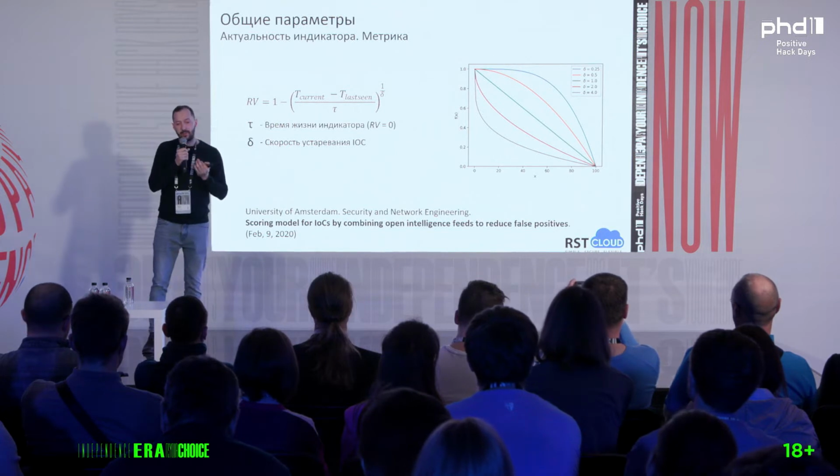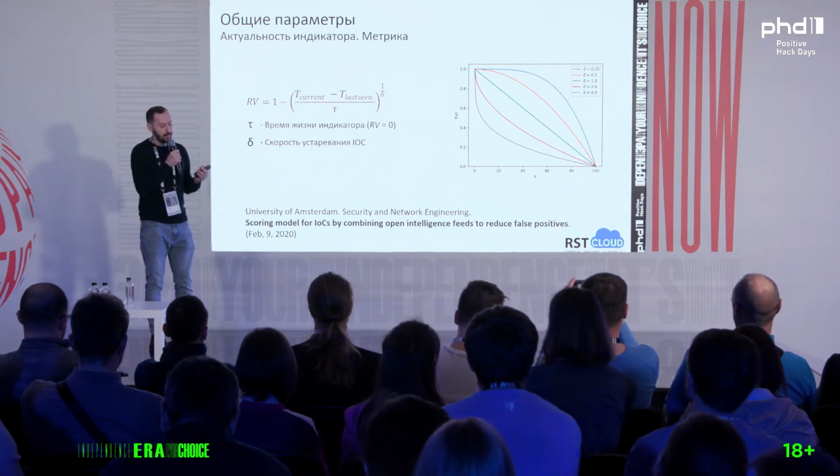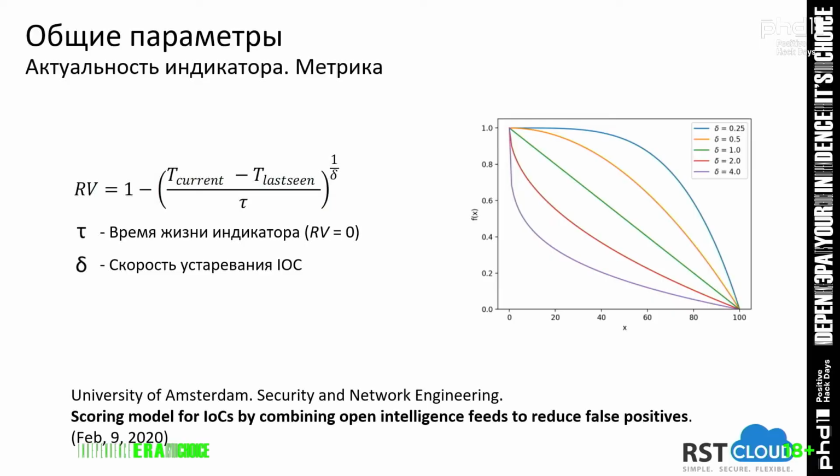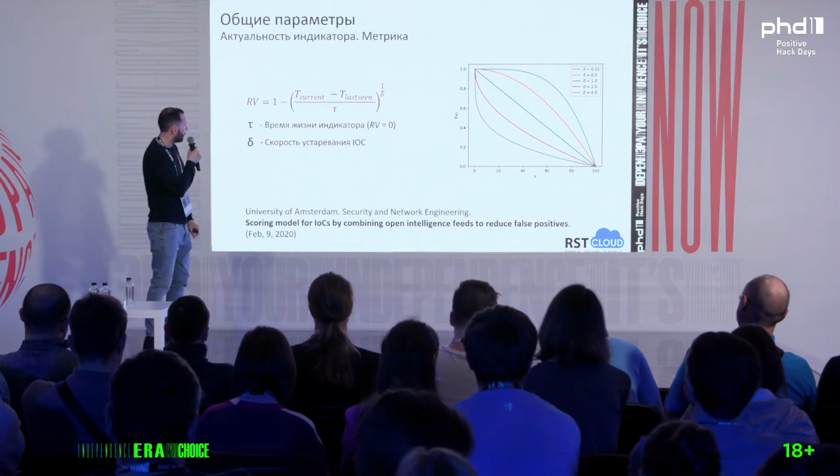The relevance of an indicator can be assessed in different ways. For example, there has been some good research done by the University of Amsterdam, and they provide this formula. What does it contain? Well, first it shows when we last saw this indicator, and we also take into account when it was last contributed.